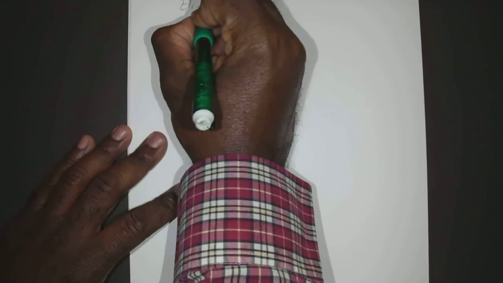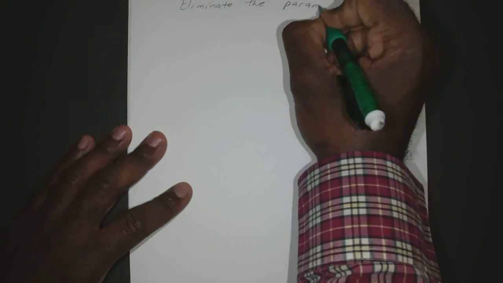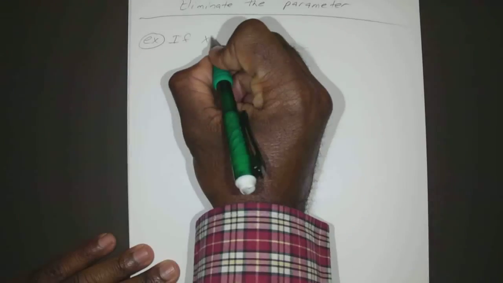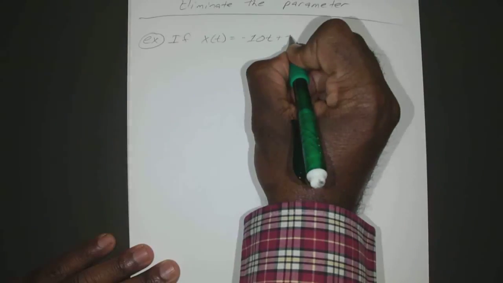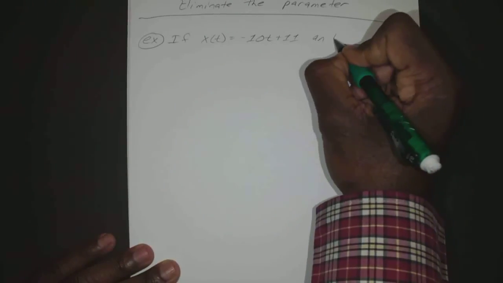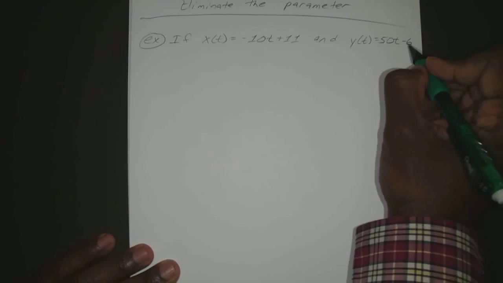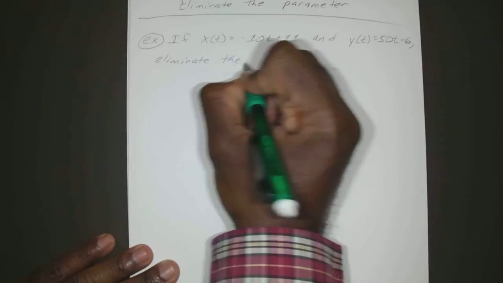All right. So now we're going to eliminate the parameter. Okay, so let's say, for example, if x of t is equal to negative 10t plus 11, and y of t is equal to 50t minus 6, eliminate the parameter.